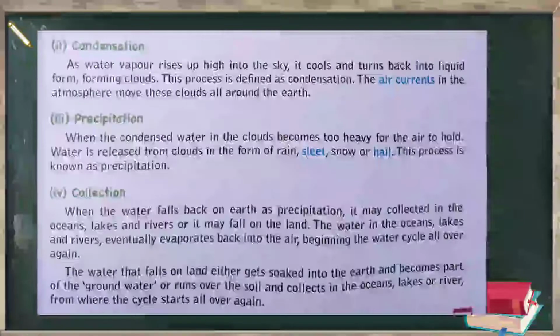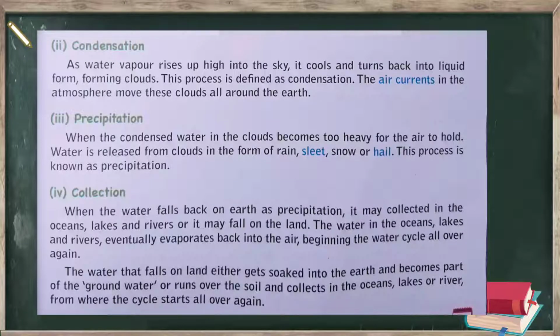So condensation, now we will understand what is condensation. As water vapor rises up high into the sky, it cools and turns back into liquid, forming clouds. Now what happened when the gaseous form of the water reaches high in the sky? It cools down again and turns into the liquid form, forming the clouds in the sky. This process is defined as condensation.